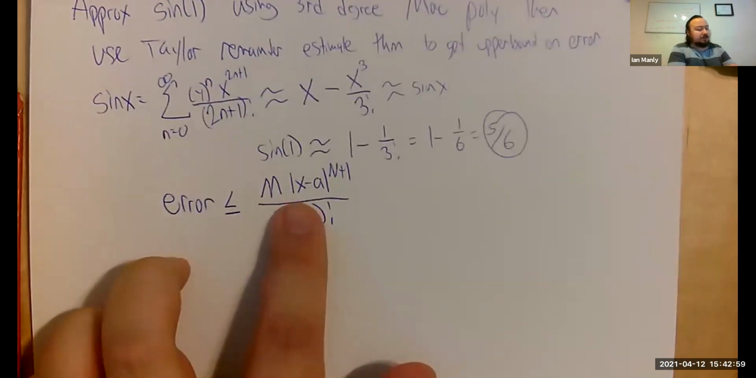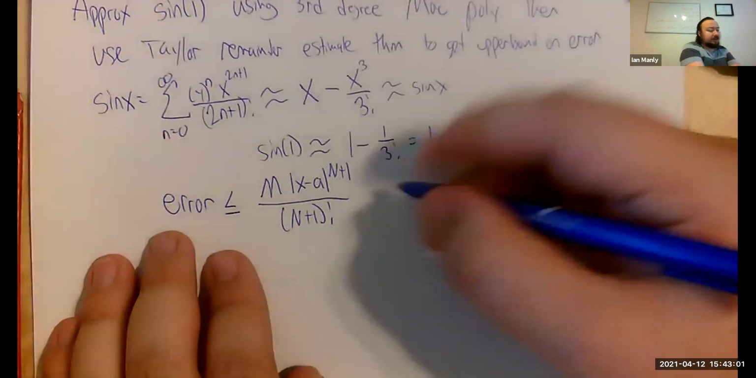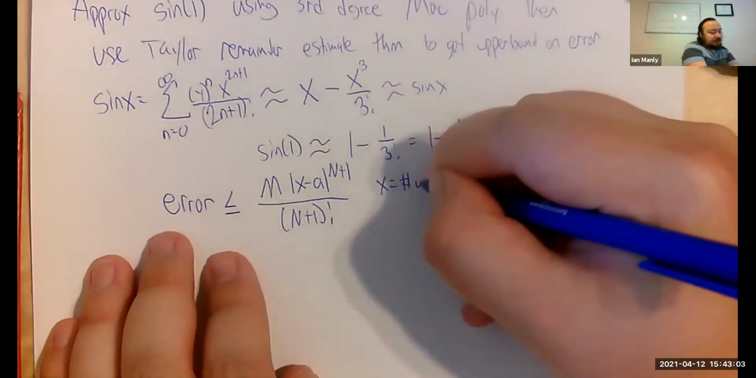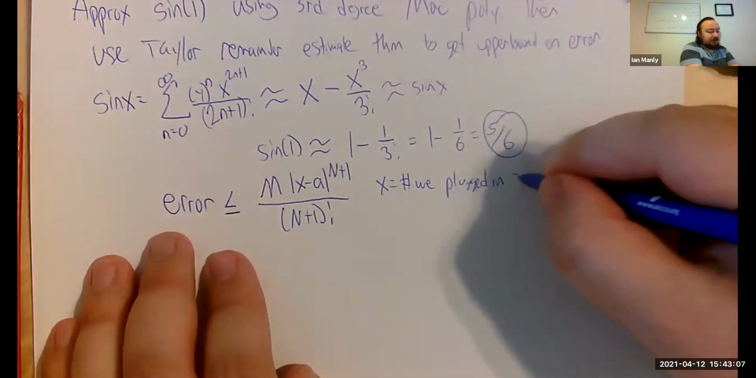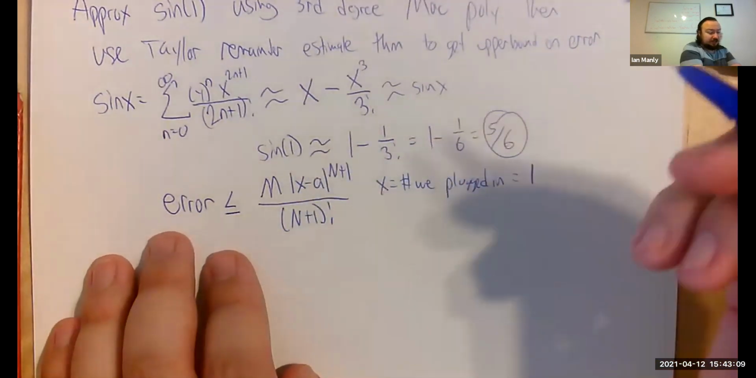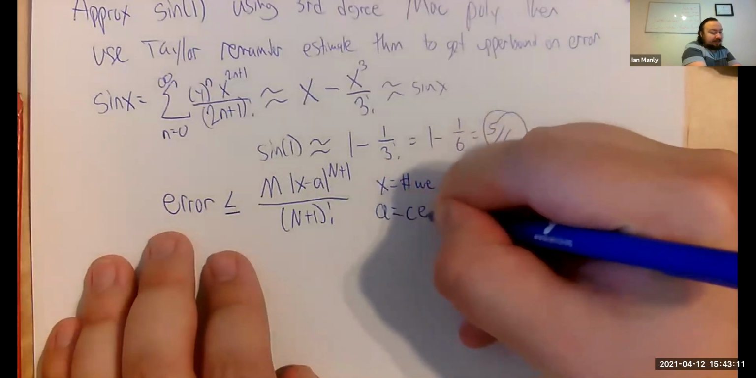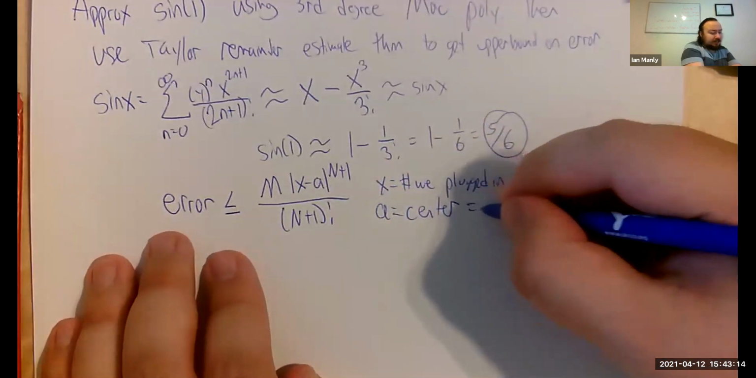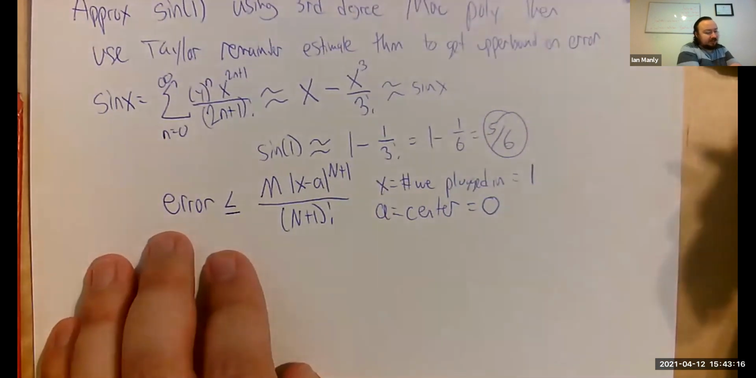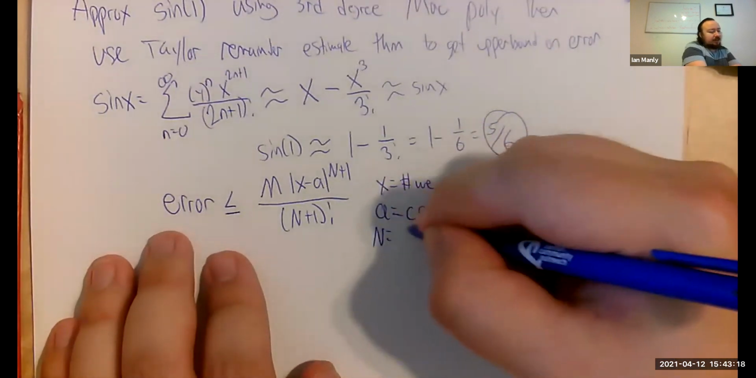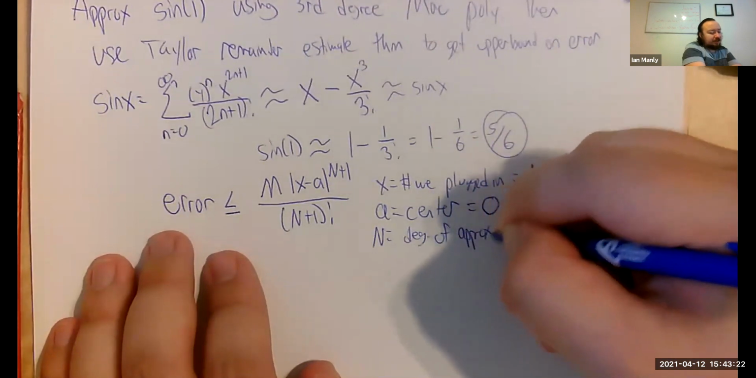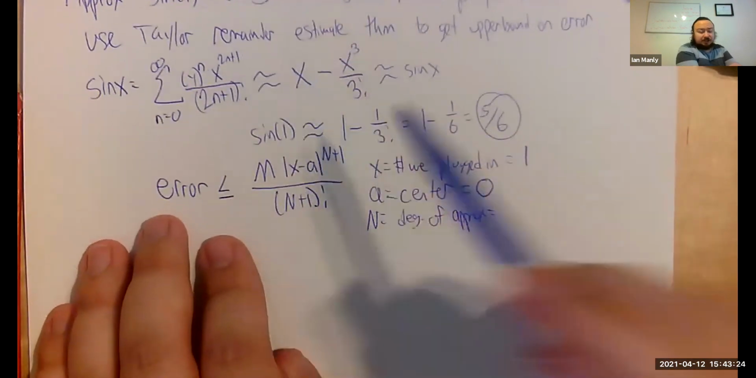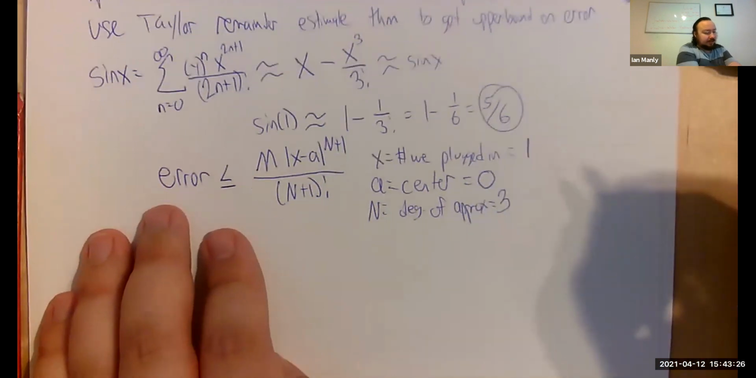Now let's try to remember what each of these mean. So x is the number we plugged in. In this case, it's going to be 1. That's the x value we used. a is the center of our series, and it's a Maclaurin series, so it's going to be 0. n is the degree of the approximation, and the degree of the approximation here was 3. So n will be 3.